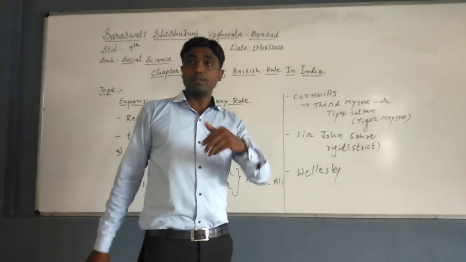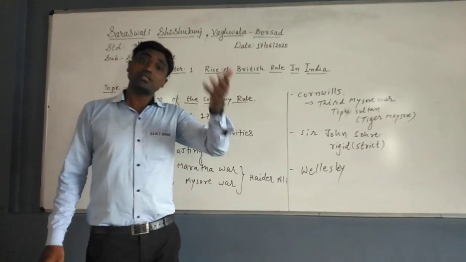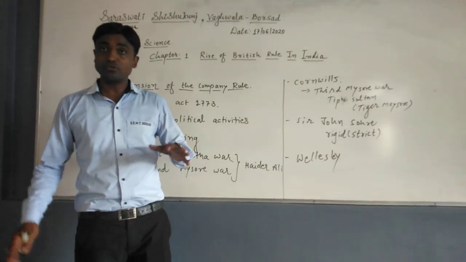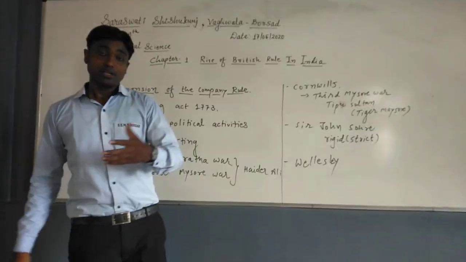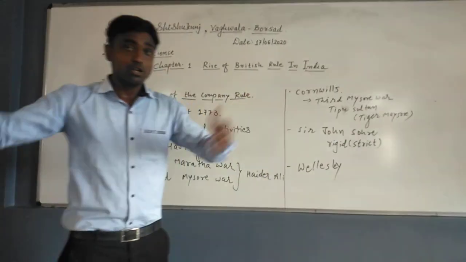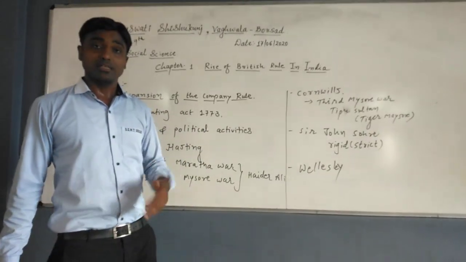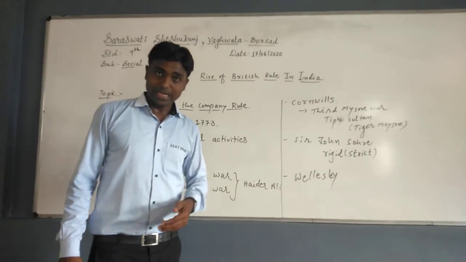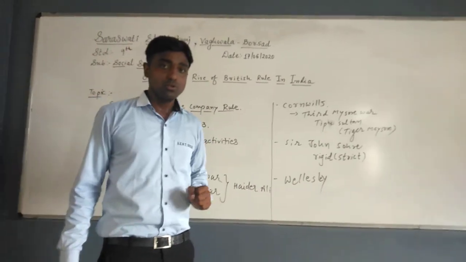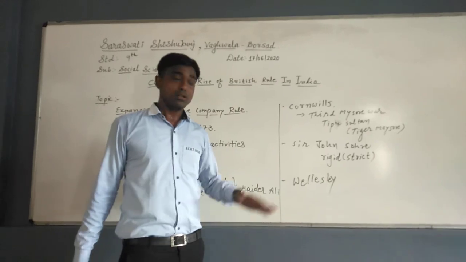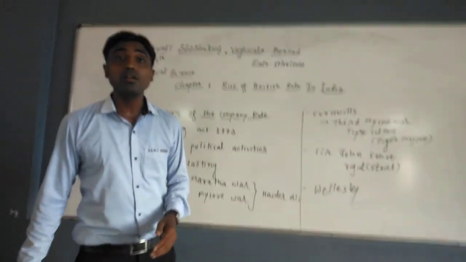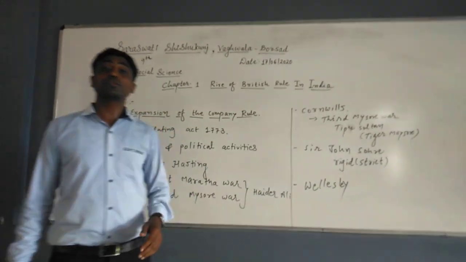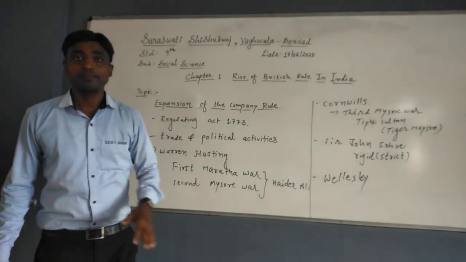So Wellesley made a plan and introduced some policies which were liked by the people. Wellesley introduced different policies, but he wanted to expand his rule. Among the policies Wellesley introduced, the first one is the subsidiary alliance system. Actually it is also called a sweet poison. Why? Because we will discuss these policies of Wellesley in detail.